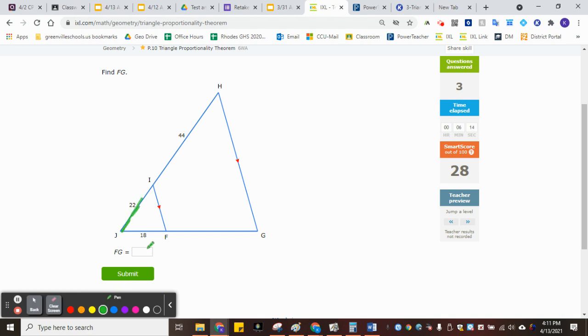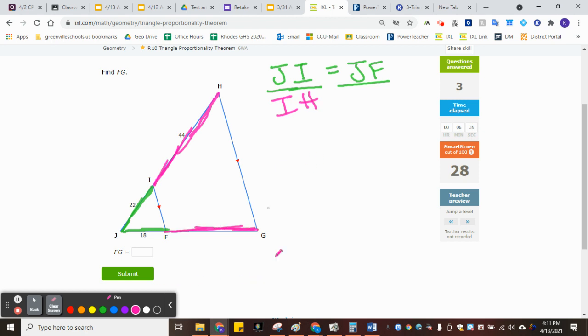Okay, so I'm going to say these are obviously parallel. So JI, I'm trying to make sure JI and JF over the right side, IH and FG. JI is 22, IH is 44. JF is 18, FG is what?